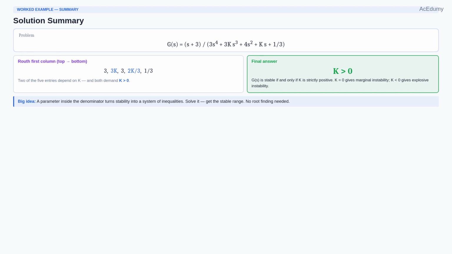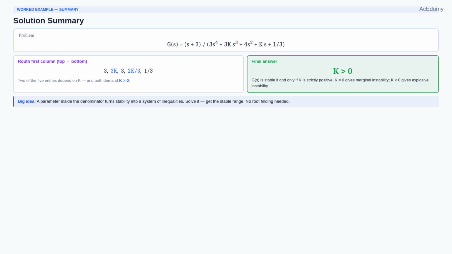Summary. The problem. G of s equals s plus 3 over 3s to the fourth plus 3ks cubed plus 4s squared plus ks plus 1/3, for which k is the transfer function stable. The method. Routh-Hurwitz. Necessary condition first, then the full Routh table. The Routh first column, 3, 3k, 3, 2k over 3, 1/3. The constraints. Only 2 entries depend on k. Both demand k greater than 0. The answer. G of s is stable if and only if k is greater than 0.